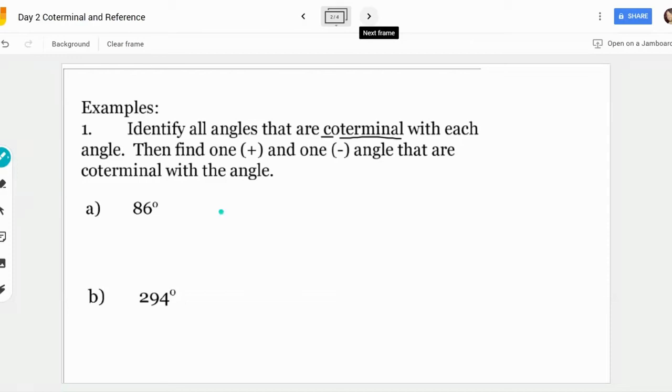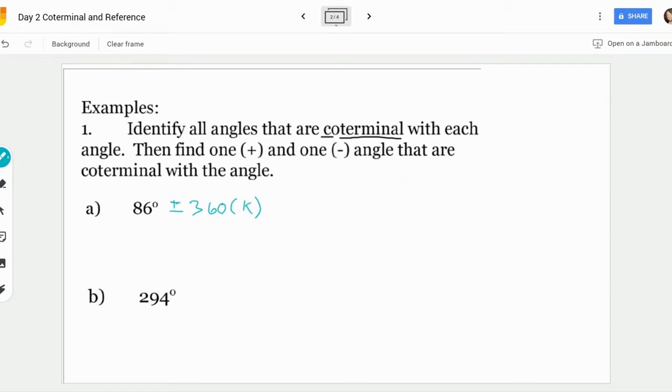So here's some examples of coterminal reference angles. This is just asking, identify all angles that are coterminal with each angle, then find one that's positive and one that's negative that are coterminal. So really, this is your angle. All possible coterminal angles would be of the form plus or minus 360 times k. And whatever you input for k is going to give you a coterminal angle. It's got to be an integer, a whole number or a negative, and then that will give you whatever.